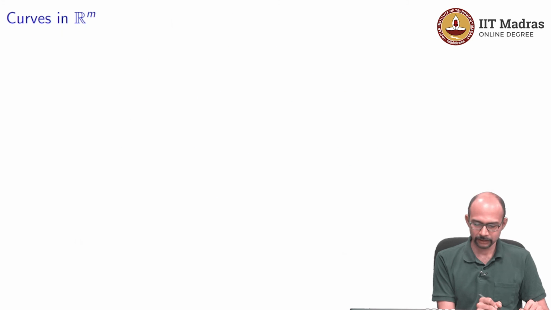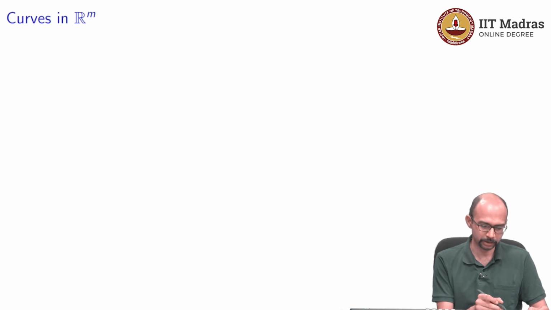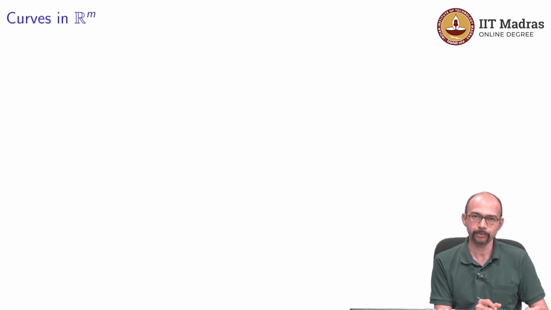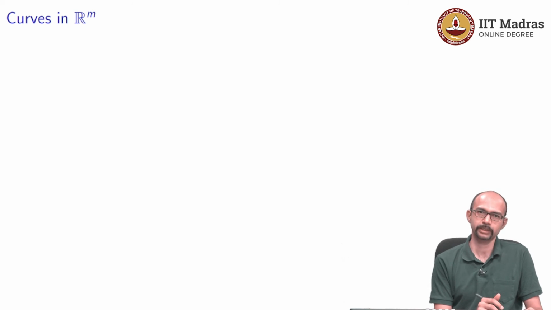Okay. So, finally, I am going to end with something which is slightly off topic, but this is one for the sake of completeness and because we will have some use for this in what is coming. So, this is curves in Rm. Okay. So, we have studied single variable functions, which is R to R. We have studied multivariable functions, which is Rn to Rm, where n is strictly greater than 1 and m could be 1 or more. Okay.